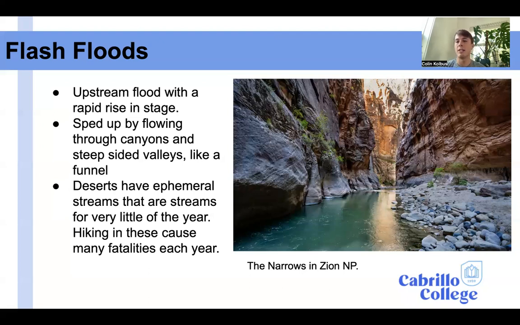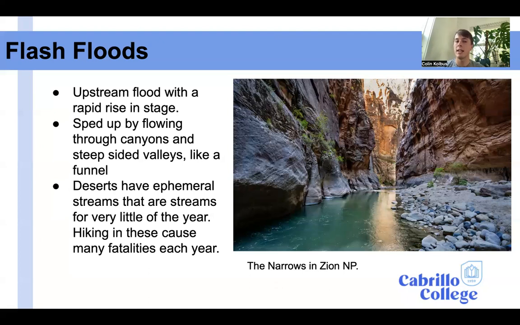And in the desert, people like to hike in these beautiful slot canyons that have been carved out by the flow of water over hundreds of thousands of years. And these flash floods can occur so suddenly that they'll take hikers and people who are in these slot canyons with them.